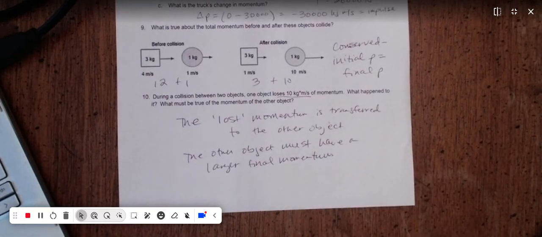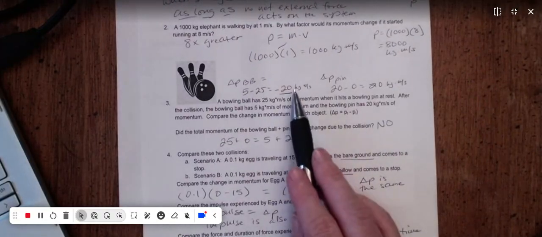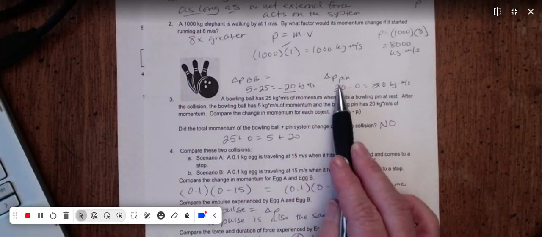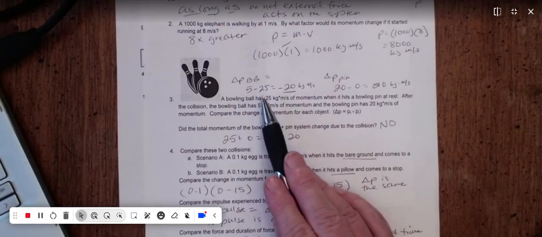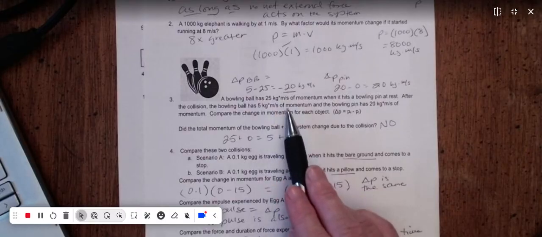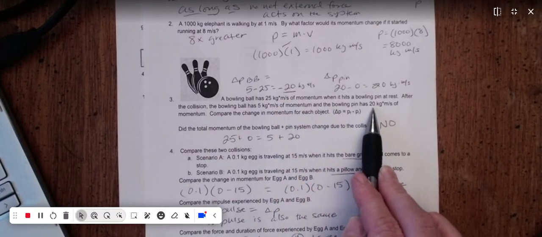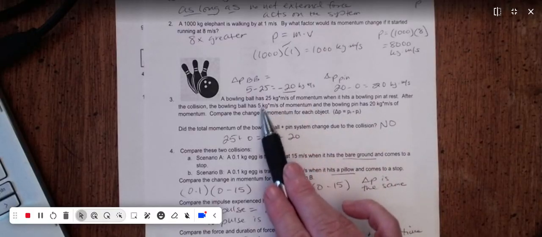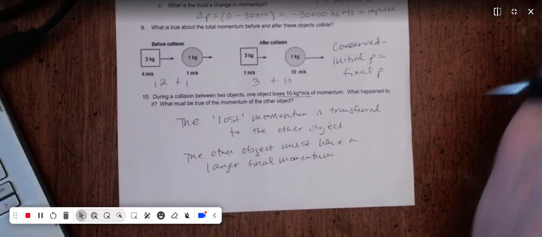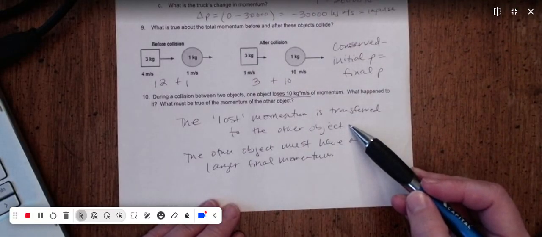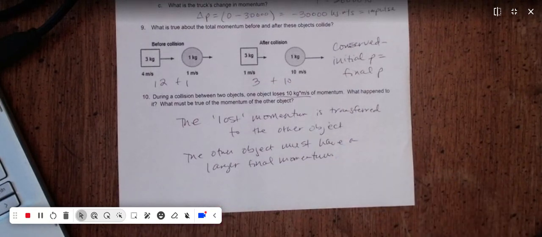And the bowling example on the first page is an example of that. Okay, so we have the bowling ball and we have the pin. The pin started off at rest. The bowling ball started off with a momentum of 25. They hit each other. The pin gained momentum. It gained up to 20 kilograms of momentum. The bowling ball lost 20 kilograms of momentum. The bowling ball basically transferred its momentum to the other object, the pin, and so the other object ended with a larger final momentum. Our totals are still the same.